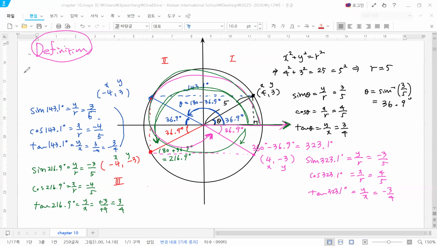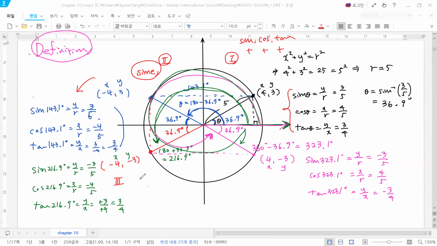And there is one more thing that we need to observe from here. On the first quadrant here, all those values, sine, cosine, tangent, they are all positive. On the second quadrant, which means the blue one, the only positive value is sine value, right? So sine value is the only positive one.